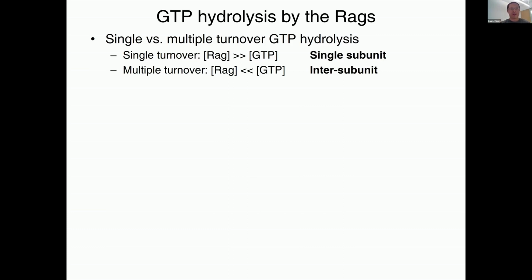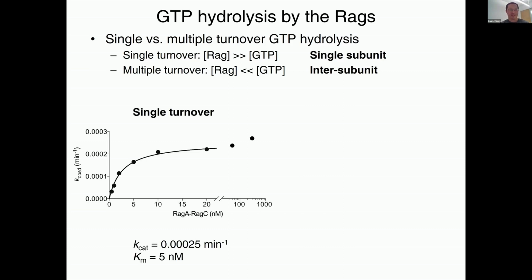When we carry out this experiment, what we first see is that in the single turnover condition, the Km, which is the binding affinity of the GTP to the Rag GTPase, is very tight, which is 5 nanomolar. So this is similar to all the other signaling GTPases, which have a tight binding affinity to the nucleotide. And the Kcat is very slow. It's 2 × 10⁻⁴ per minute.